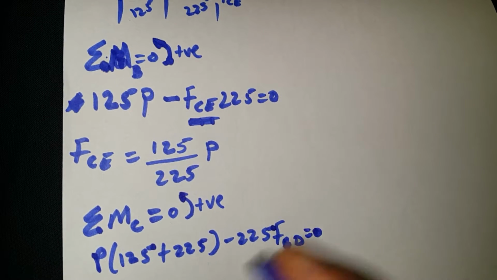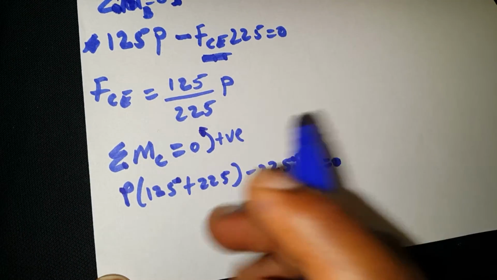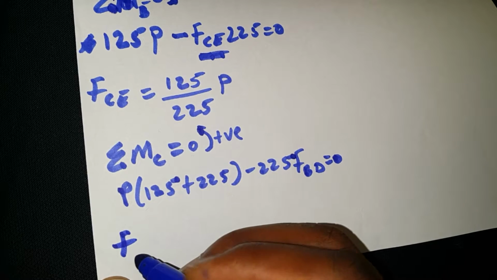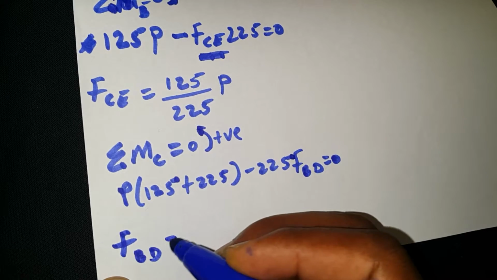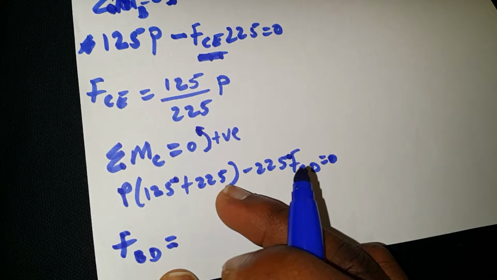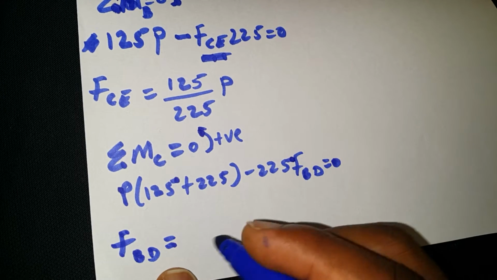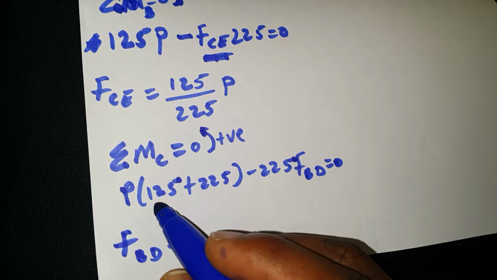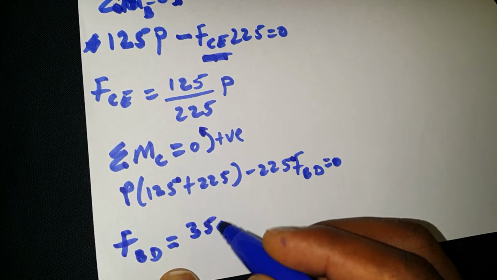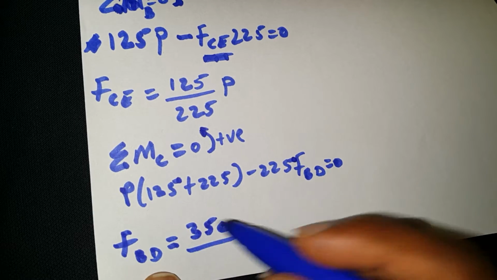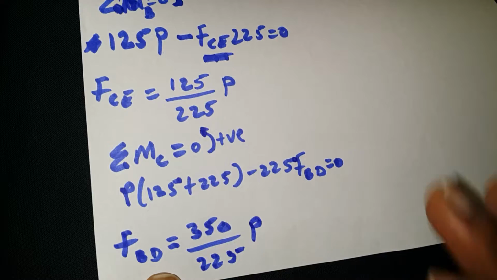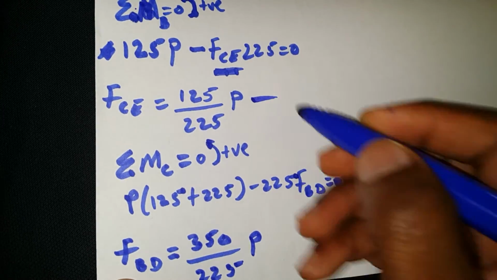So from here we have now our F. If we go positive, FBD is now equals to this plus this is 350, right? 125 plus 225, yes, 350 over 225P. Now we know this and this.